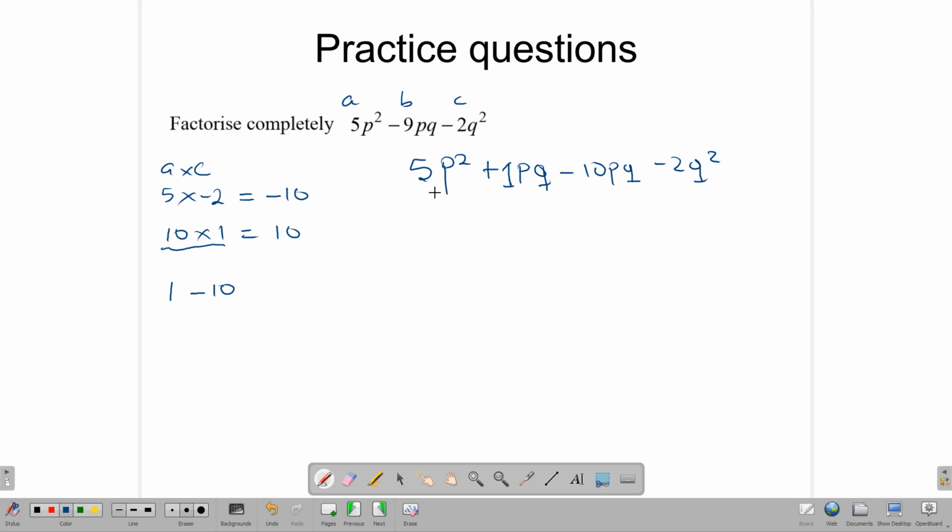Now notice here we have a p for our common factor. Let's put these in groups. Group, and those two in group. So here we're going to use the p as our common factor. And when we factor out p from here, we end up with a 5p. And when we factor out p from here, we end up with just a q. We close that bracket.